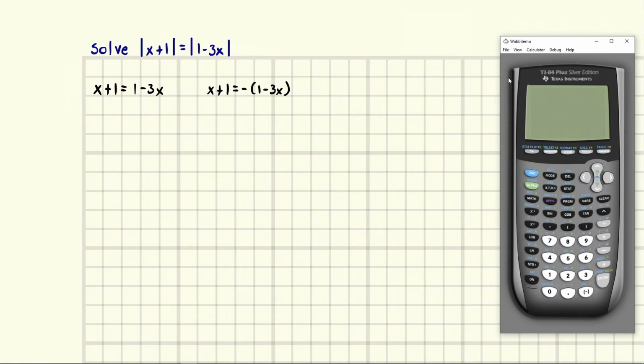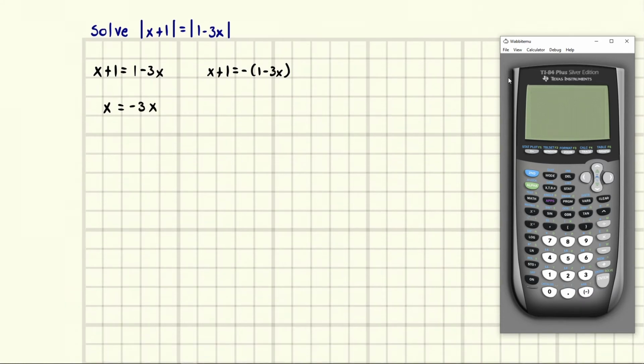So all right, let's solve this thing. Going with the one on the left, first I'm going to subtract 1 from both sides. When we do that, the ones just go away. So we're left with x equals negative 3x. Now we add 3x to both sides, and we get 4x equals 0. We get that x is equal to 0.